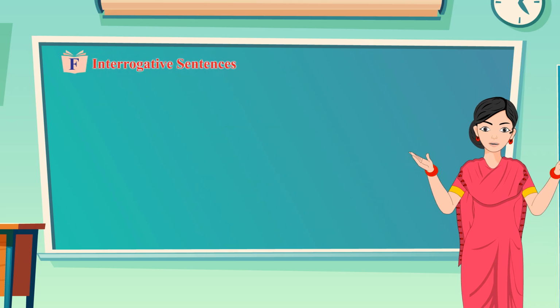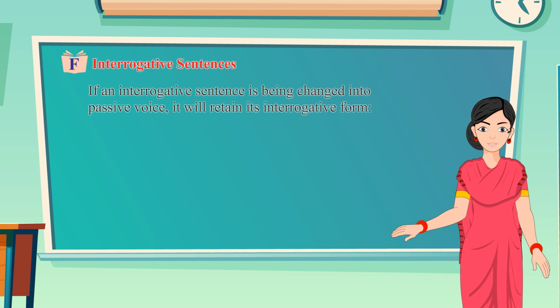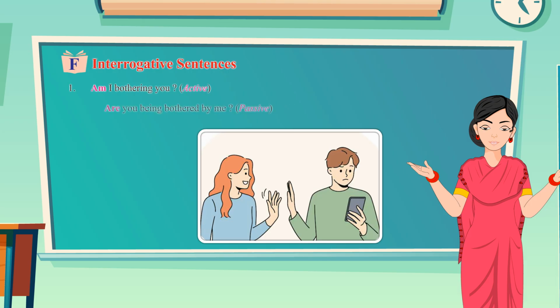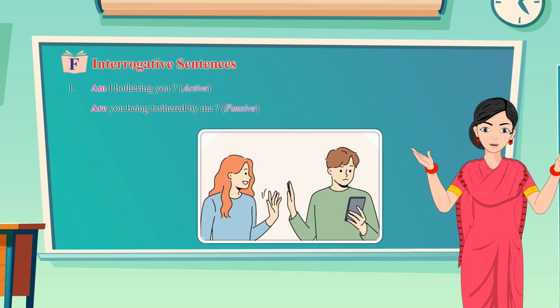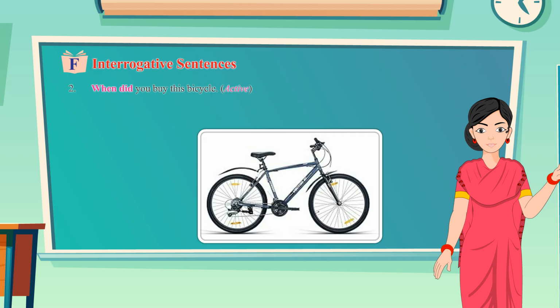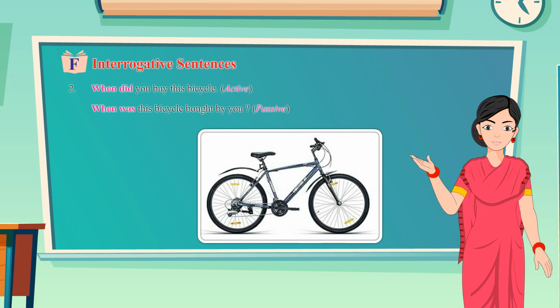Interrogative sentences. If an interrogative sentence is being changed into passive voice, it will retain its interrogative form. 1. Am I bothering you? Active. Are you being bothered by me? Passive. 2. When did you buy this bicycle? Active. When was this bicycle bought by you? Passive.